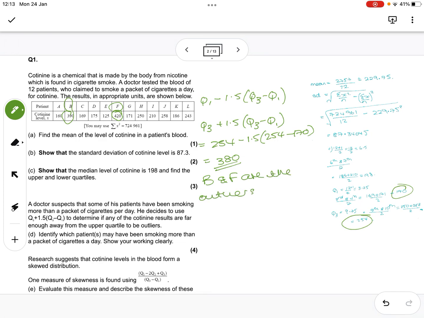Good. And then this is the other way of working out skewness. So you've got Q1, which is 170, minus 2 lots of Q2, which was 198 we were given, plus Q3, which is 254, all over Q3, 254 minus 170, which gives you 0.333 recurring, which is positive, therefore a positive skew. Brilliant.